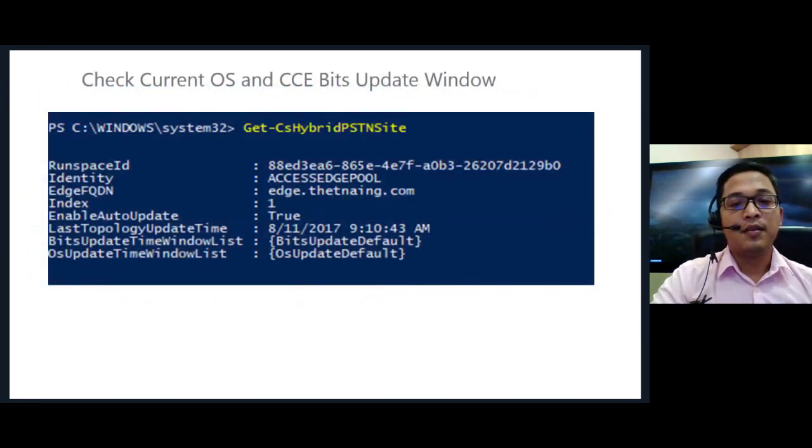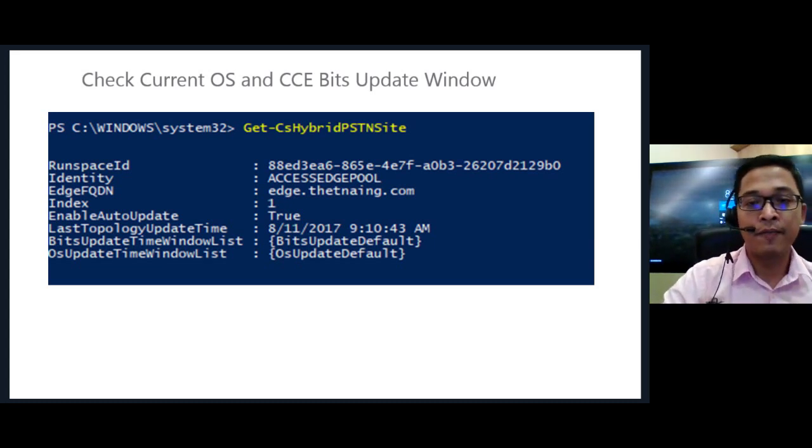Okay, so now this is the default one. Once you deploy CCE, you see enable auto update is true. By default it is automatically turned on, and you will also see the bit update, meaning CCE, your Cloud Connector Edition, the MSI file updates. Not only MSI but also the OS update. So there are two timings that Microsoft sets for you by default. You can change that. I will show you how.